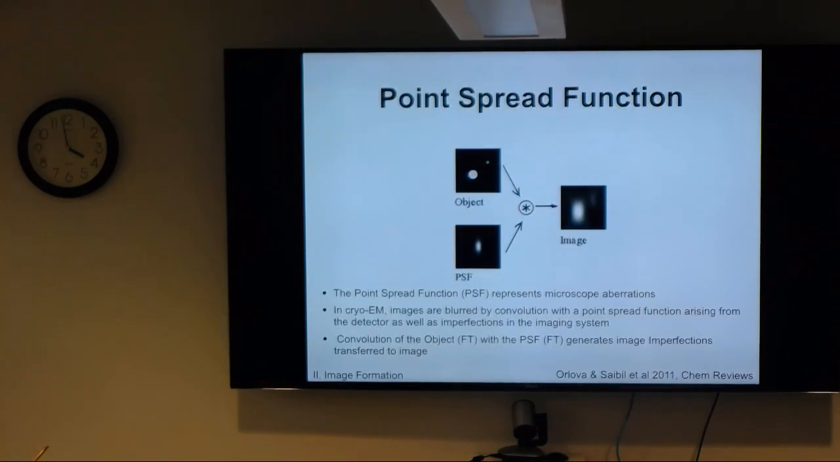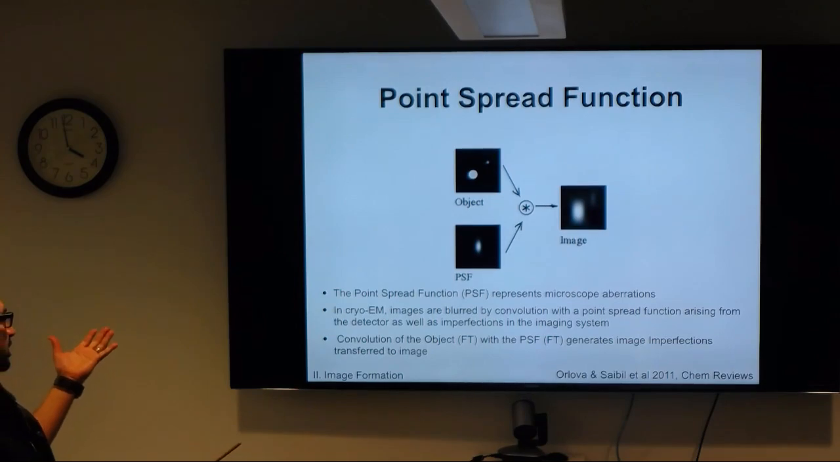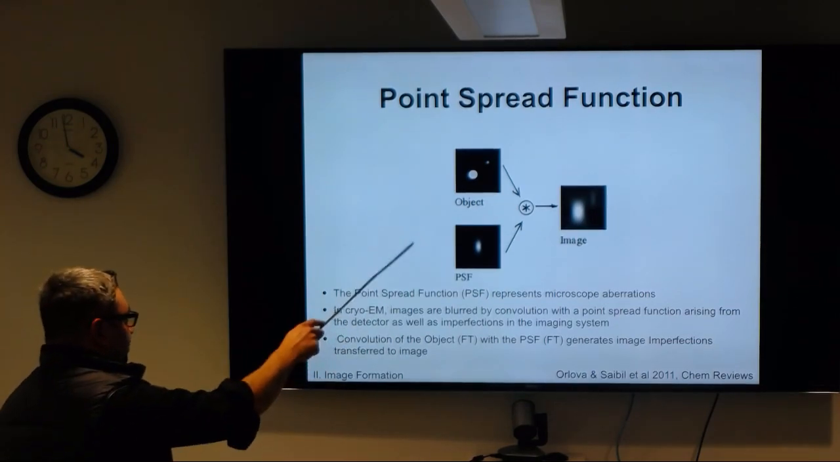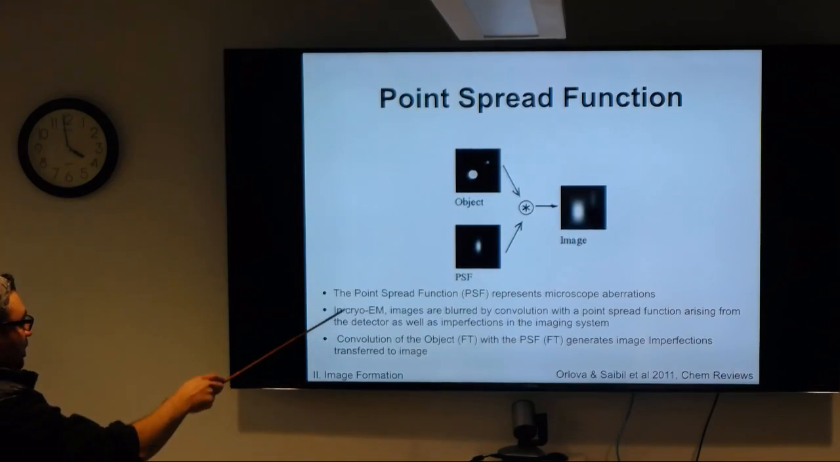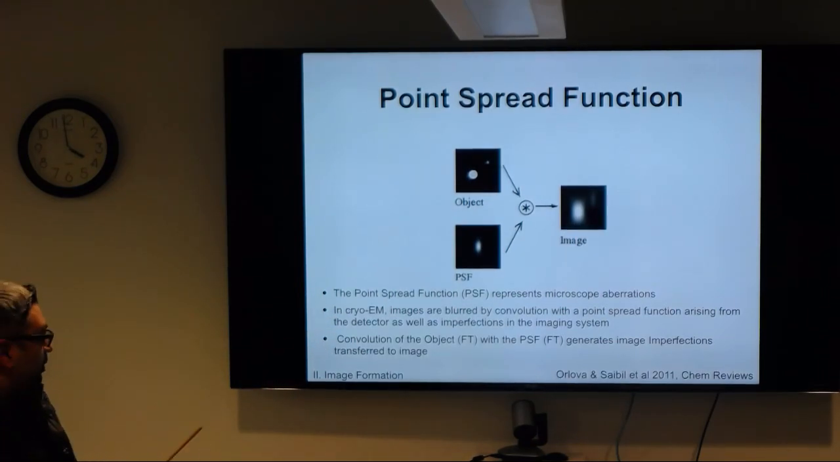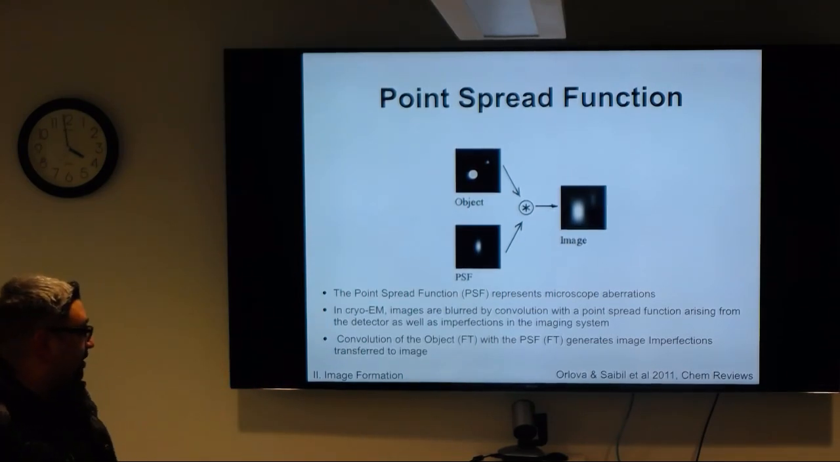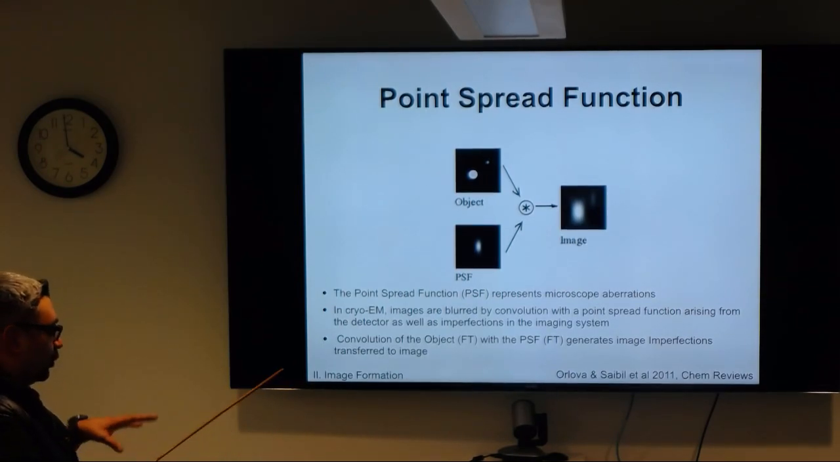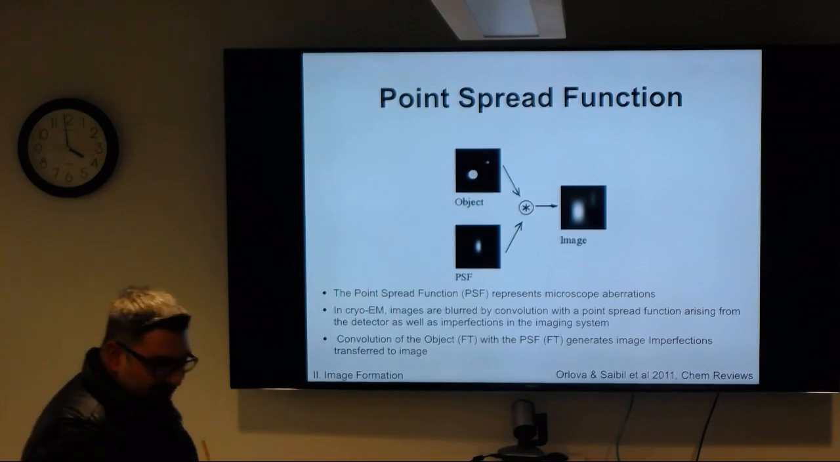Okay, so that leads us into the point spread function. Let's say you take an object, a gold bead, and you image it. The point spread function basically accounts for the blurring, and it represents the aberrations in the microscope. In Cryo-EM, images are blurred by the convolution with the point spread function arising from a detector as well as imperfections in the imaging system. Convolution of the object's Fourier transform with the point spread function generates image imperfections.